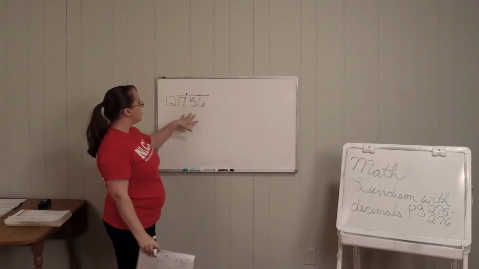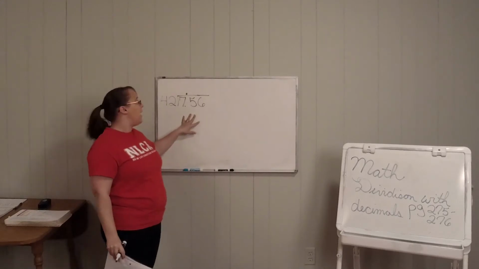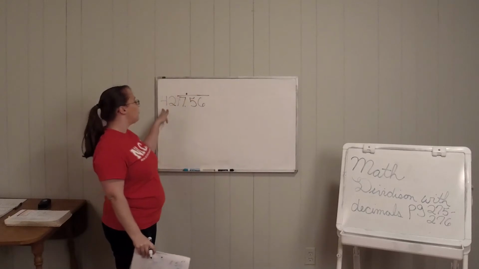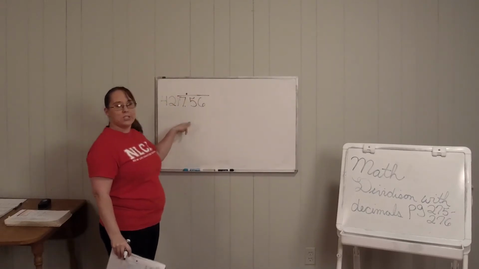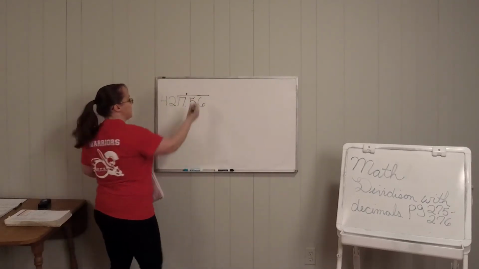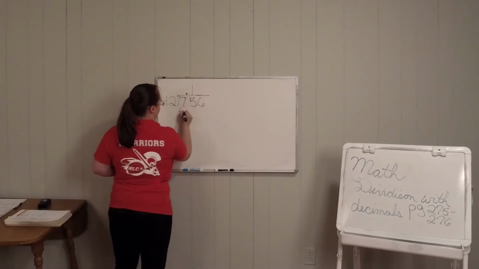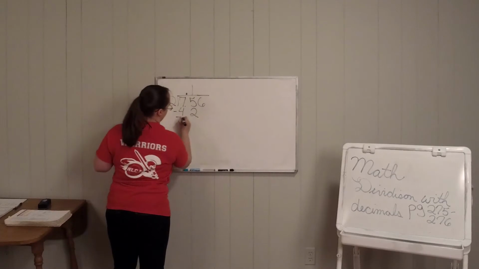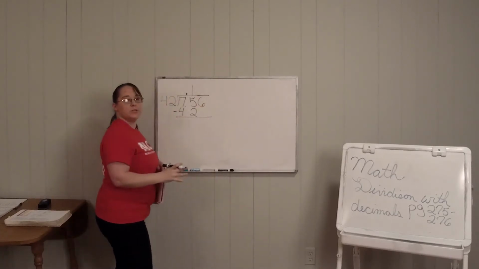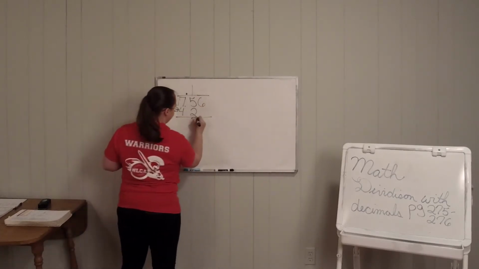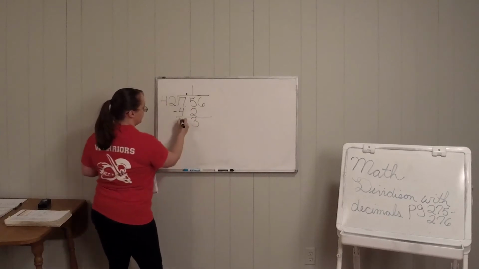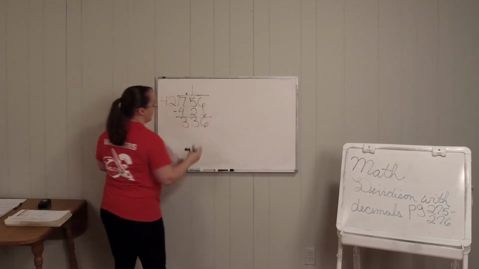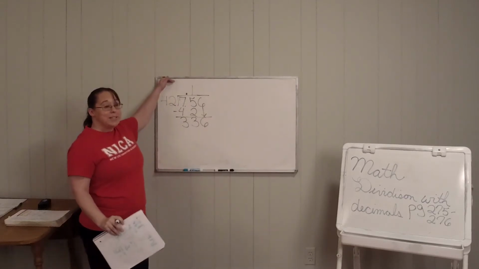Well, how many times do you think 42 will go into 75? Well, if it goes 2, 2 times 4 will make it 8. So that would be too big. So we're only going to go 1 time. Five minus 2 is what? 7 minus 4. Bring down your 6.